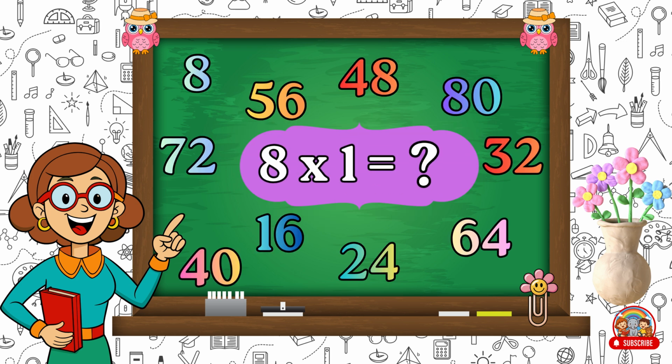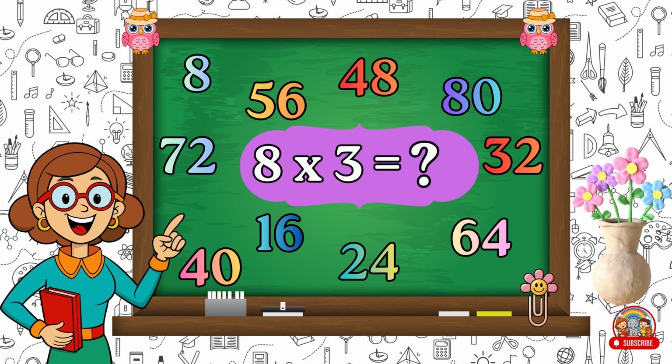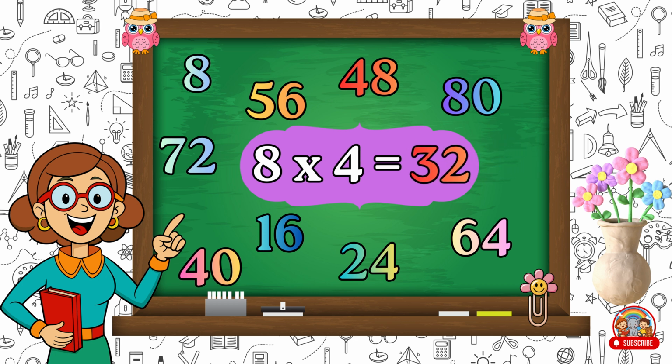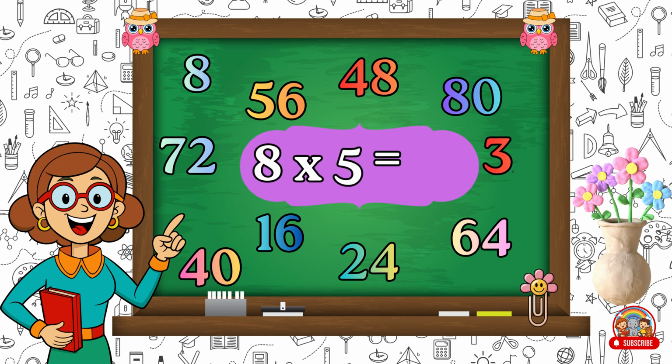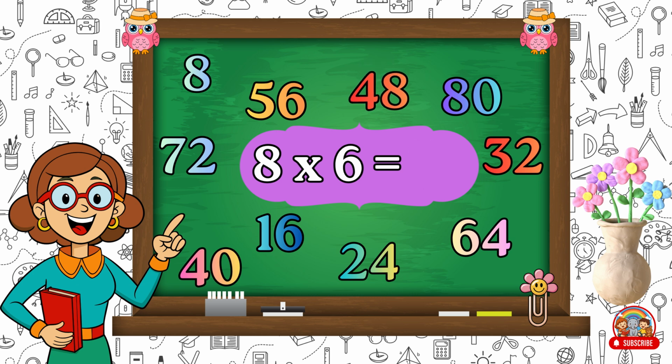8 ones are 8. 8 twos are 16. 8 threes are 24. 8 fours are 32. 8 fives are 40. 8 six are 48.